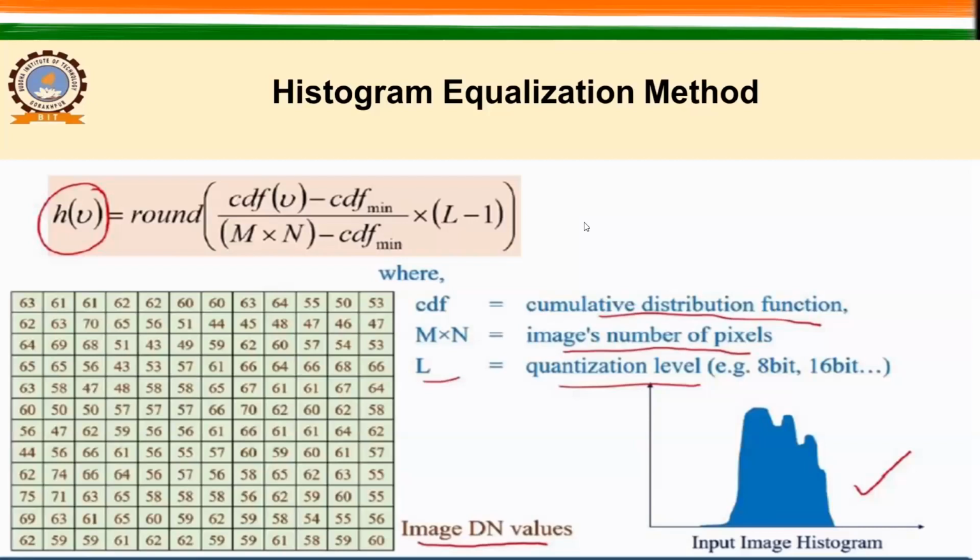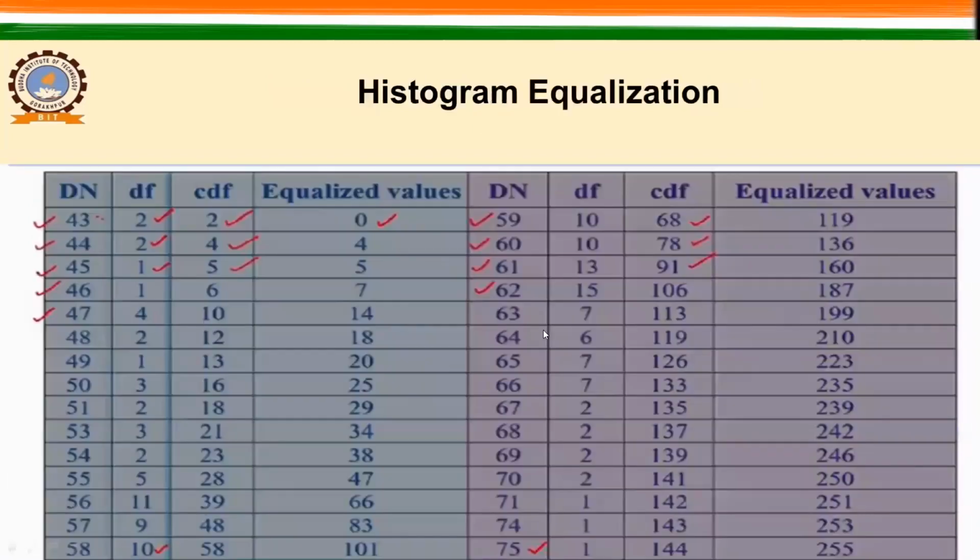Then CDF is cumulative. What is CDF? It is cumulative. So you start from 2, then 2 to 4, 4 to 5, like that. You have to calculate all the CDF values, right? And once you have that, you can simply use this particular formula and calculate your output value, right? So here this is the equalized value. So your equalized value is this one. Okay.